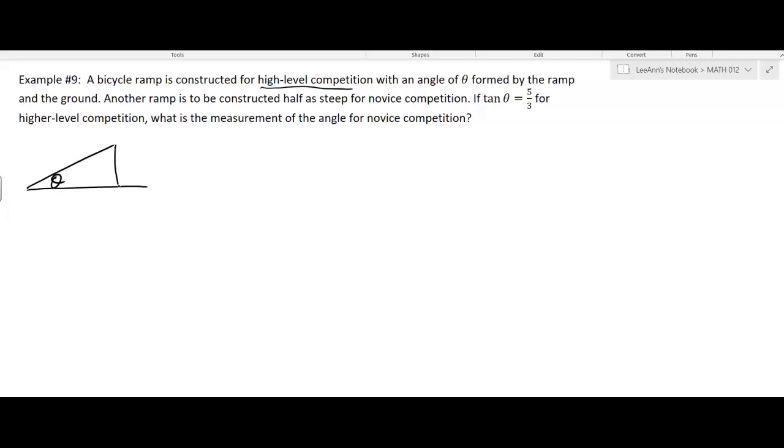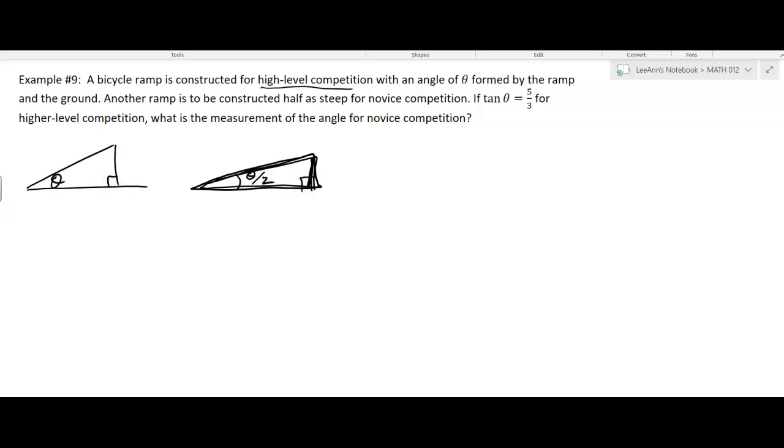Okay. Another ramp is to be constructed half as steep. Okay, something like that. So we'll call this theta over 2 because it's half as steep. That's supposed to be a triangle. It's okay that it's not a great picture. We'll make these some right angles here.